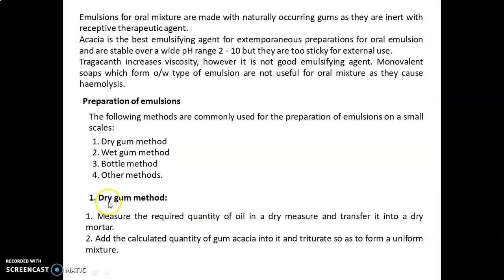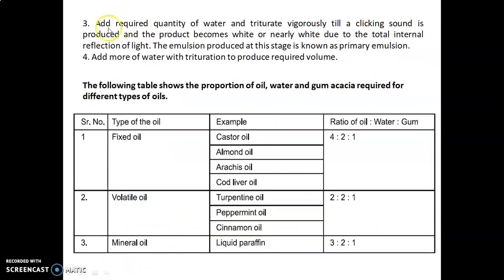First of all, let's discuss the dry gum method. In this, first measure the required quantity of oil in a dry measure and transfer it into a dry mortar. Then add the calculated quantity of gum acacia and triturate to form a uniform mixture. Third, add the required quantity of water and triturate vigorously till a clicking sound is produced and the product becomes white or nearly white due to the total internal reflection of light. The emulsion produced at this stage is known as the primary emulsion. Fourth, add more water with trituration to produce the required volume.